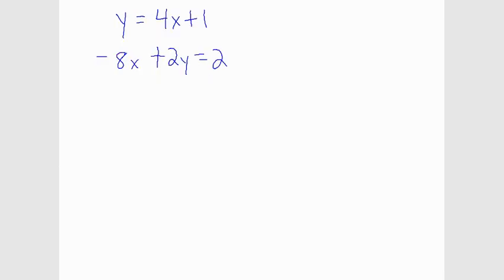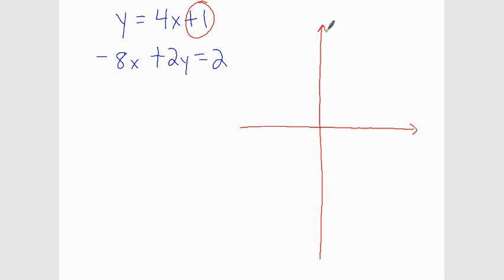All right, for our next example, we have one in slope-intercept form and one in standard form. For the slope-intercept form, same as always, we graph the y-intercept first. It's +1, so it's up 1 from the origin, and then our slope is 4. Since it's a whole number, we'll put it over 1. This means we're moving up 4 and right 1. So up 1, 2, 3, 4, and then right 1. So there we go.